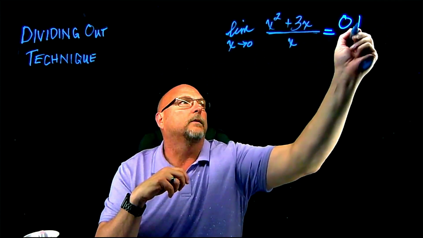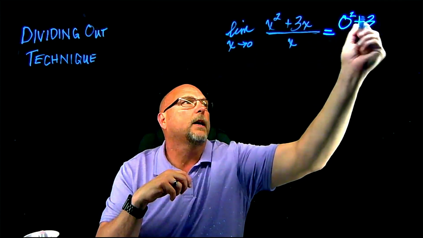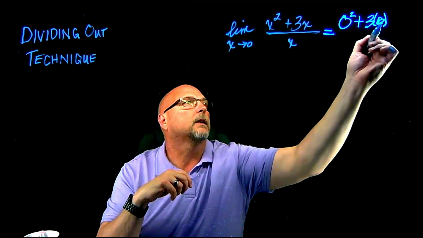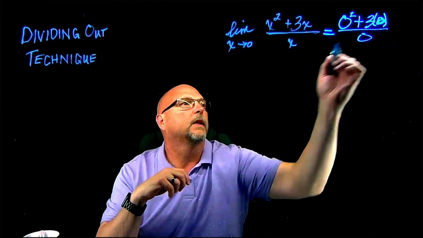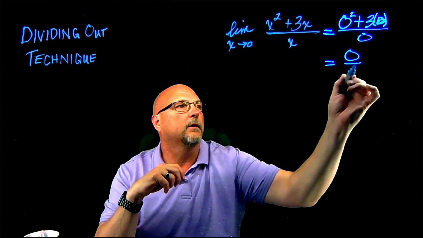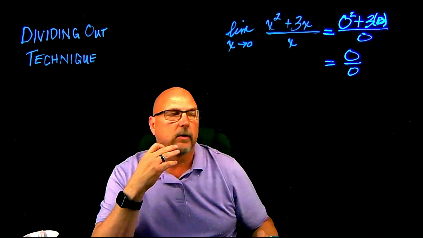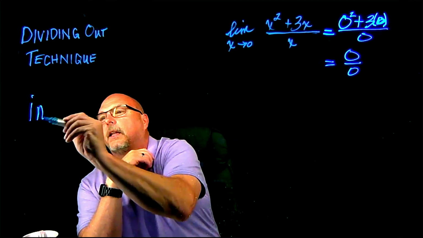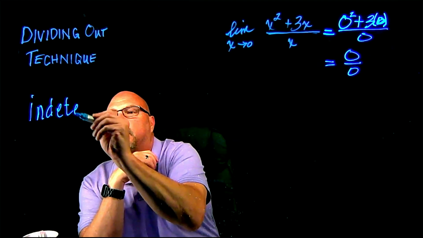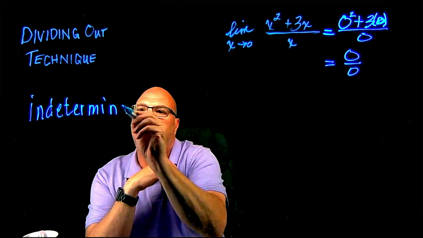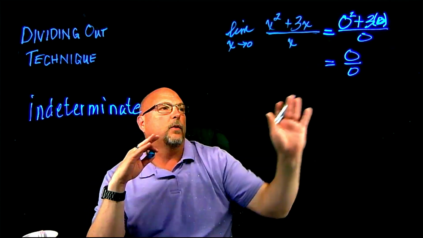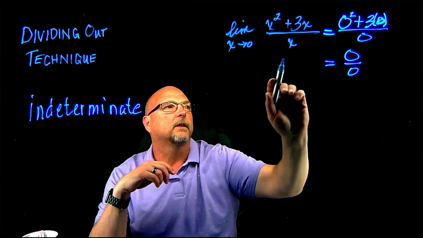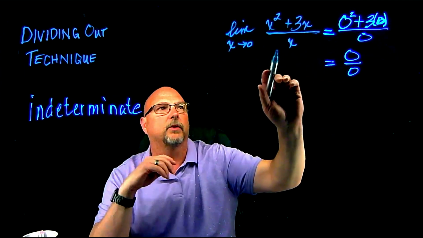So I have 0 squared plus 3 times 0, that's a 0, all over 0. So I end up with 0 over 0. What this is called is the indeterminate case. I'll write that down. Indeterminate case. So what that tells me in calculus is there's something else I can do to simplify it and be able to evaluate it.